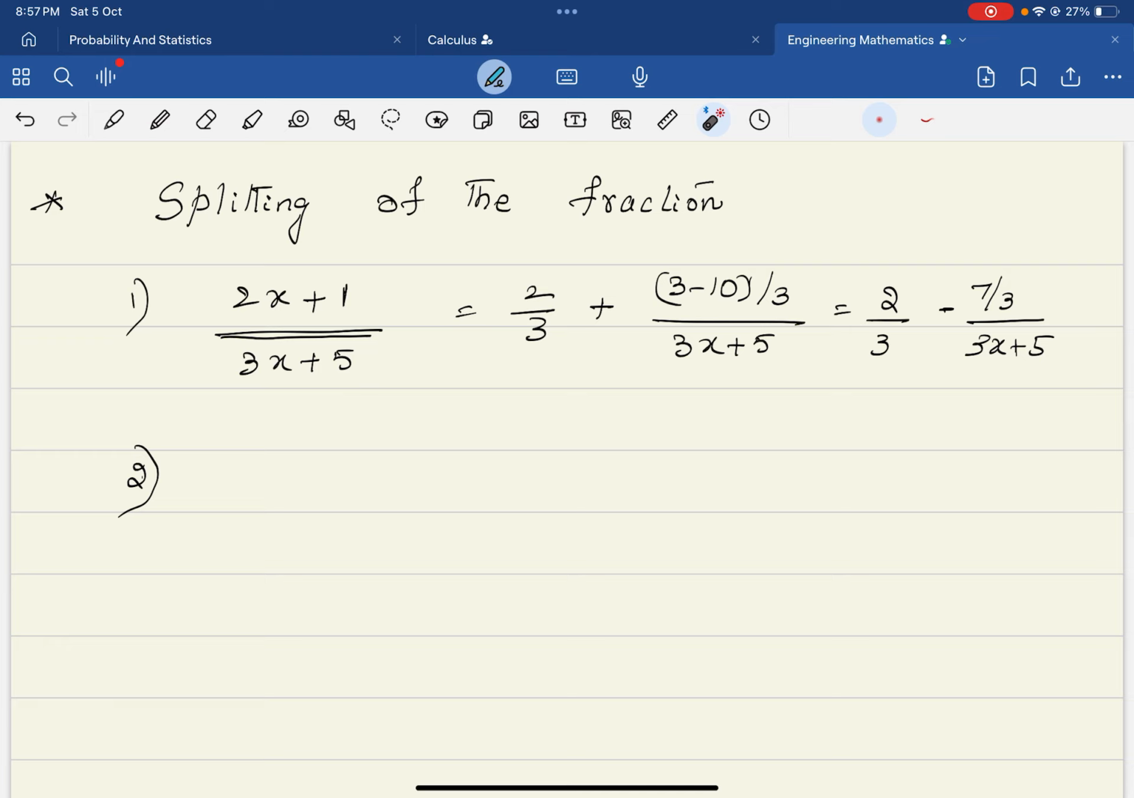Over this whole thing, like this we will split it. That means 2 over 3, and 3 minus 10 is minus 7 by 3 over 3x plus 5. Like that we will split the fraction. So let us take one more example.